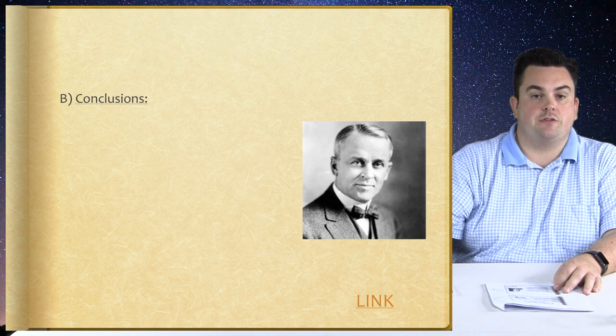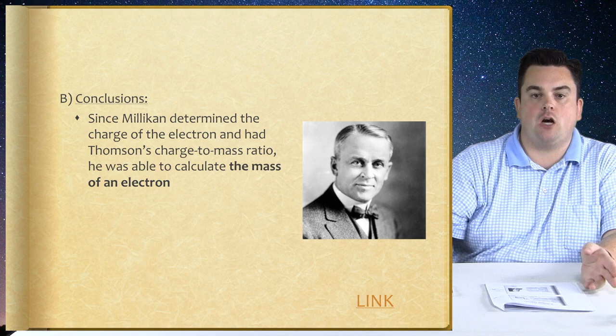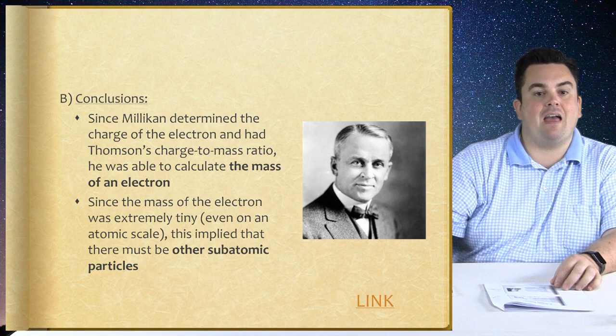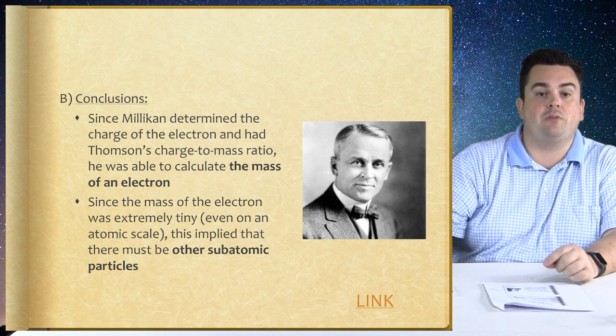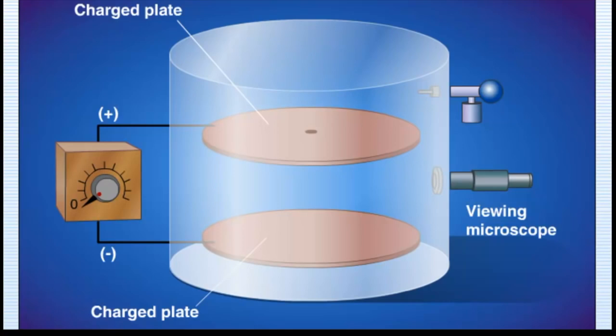Conclusions. Since Millikan determined the charge of the electron and had Thomson's charge to mass ratio, he was able to calculate the mass of an electron. Since the mass of the electron was extremely tiny, even on an atomic scale, this implied that there must be other subatomic particles. In a series of experiments carried out between 1908 and 1917, R.A. Millikan succeeded in measuring the charge of the electron with great precision.